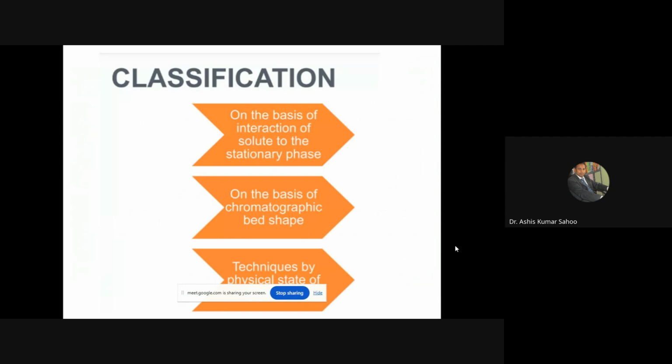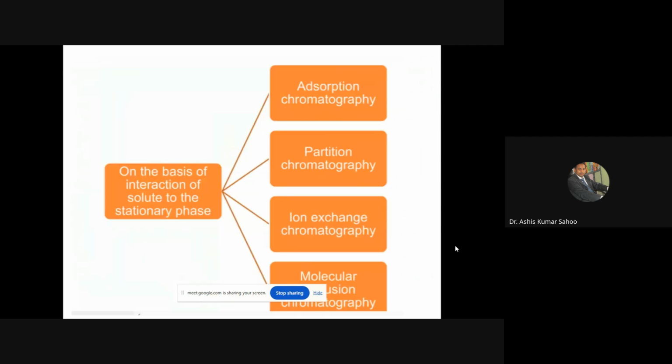So what is the classification of chromatography? On the basis of interaction of solute with the stationary phase, on the basis of chromatographic bed shape, and technique by physical state. So let's see the classification on the basis of interaction of solute with the stationary phase. It is divided into adsorption chromatography, partition chromatography, ion exchange chromatography, and molecular exclusion chromatography.